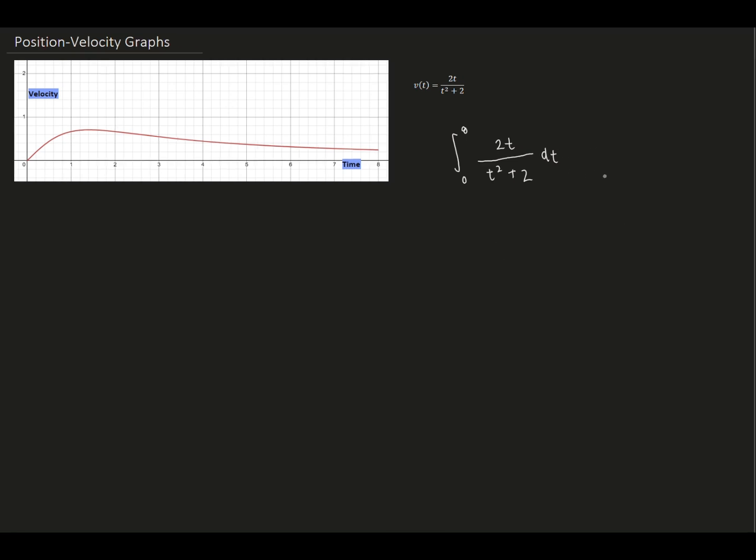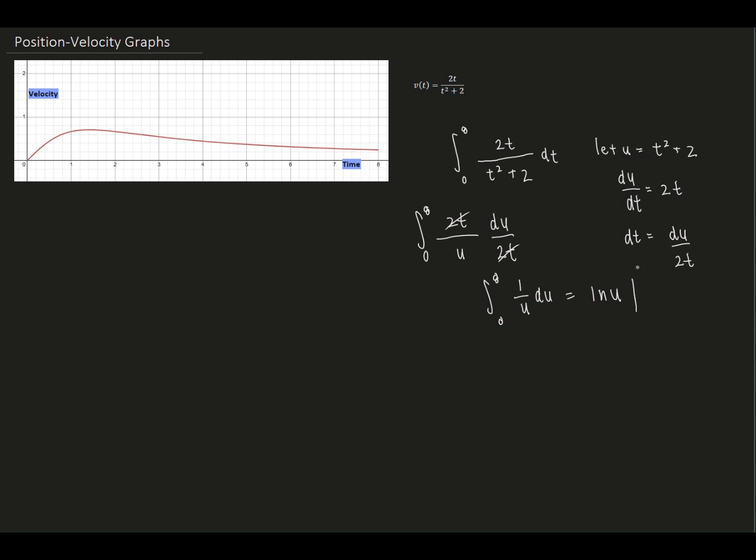To solve this integral, we're going to do u substitution. So we're going to say let u equal t squared plus 2. Then du/dt is equal to 2t. So dt is equal to du over 2t. Then I can plug it into my integral to substitute. So from 0 to 8, I get 2t over u. And then instead of writing dt, I'm going to write du over 2t. My 2t's cancel, and I am left with just the integral of 1 over u du, which we know is the natural log. Natural log of u evaluated from 0 to 8.